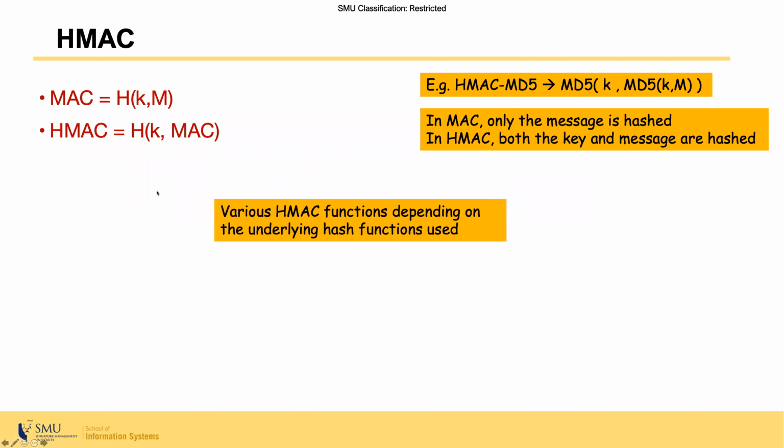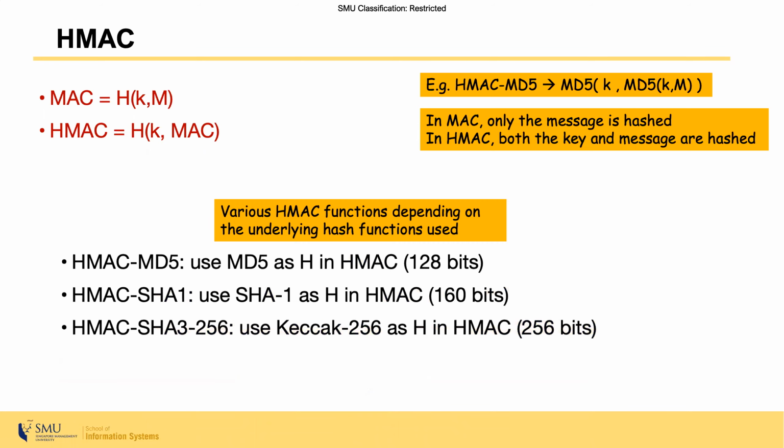And depending on the kind of the hash function that you use, there can be variants. For example, if you are using MD5, you can denote it as HMAC-MD5, or you can also be using SHA-1 or SHA-2 or SHA-3 and so on. And those are variants of the HMAC functions.